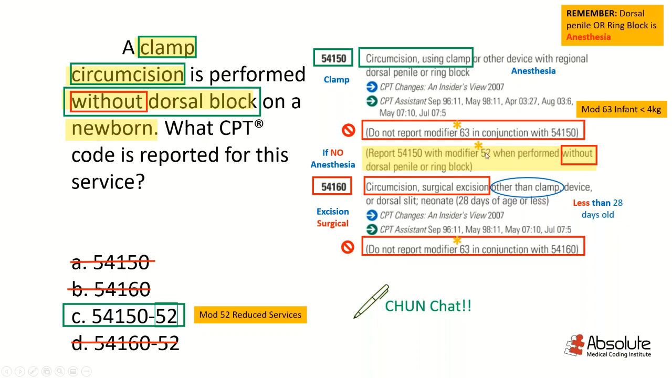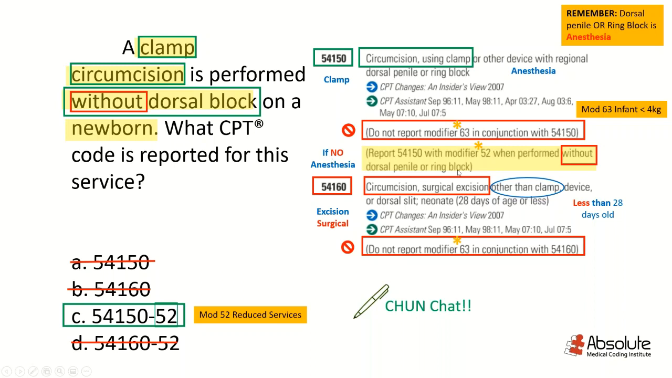Then that right there, you're going to use the 52. And if they're talking about surgery, sometimes they do it surgically, then that's when you would use the 54160. So if you're curious, this is how I have it notated in my book. Excision, surgical. If no anesthesia, meaning without that dorsal penile or ring block, then you're going to need the 52. And this is without it. And this is your clamp, and that's when it has the anesthesia. So you can either put that there, but really just this will do you.